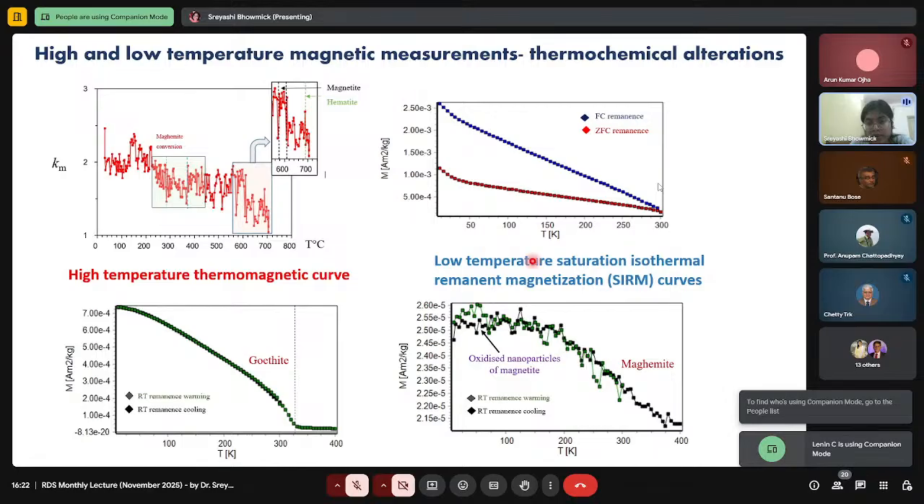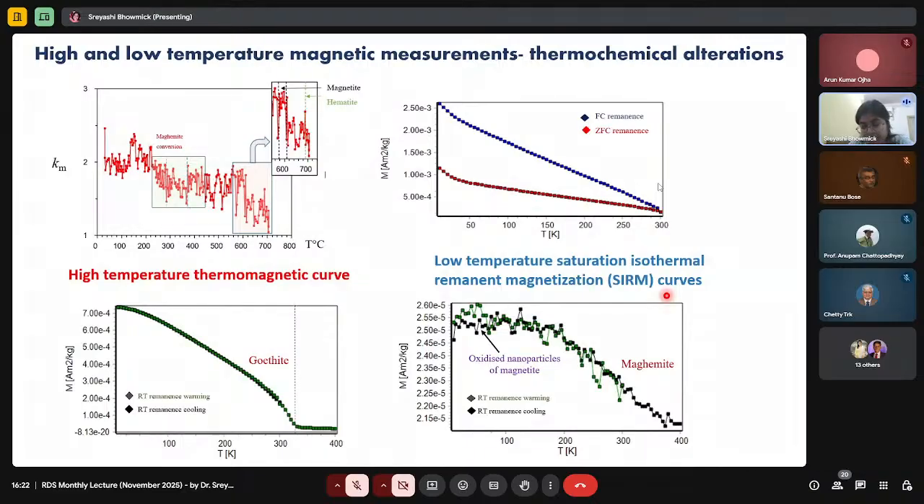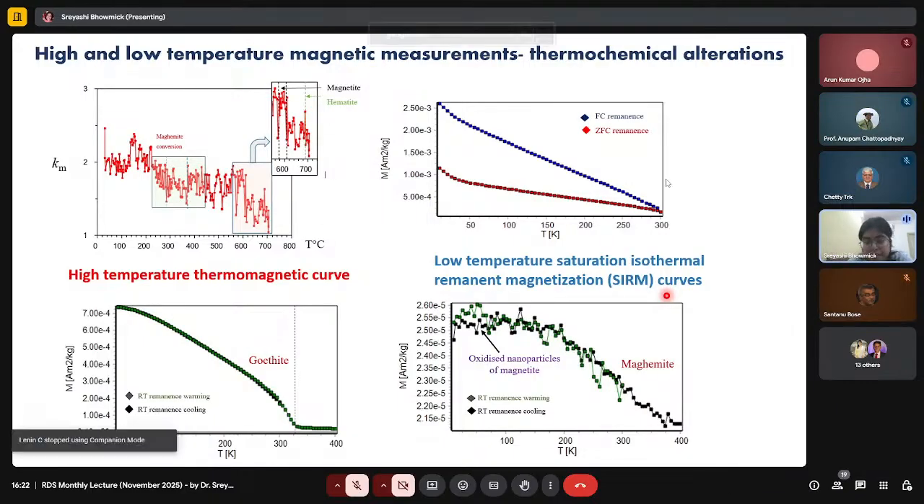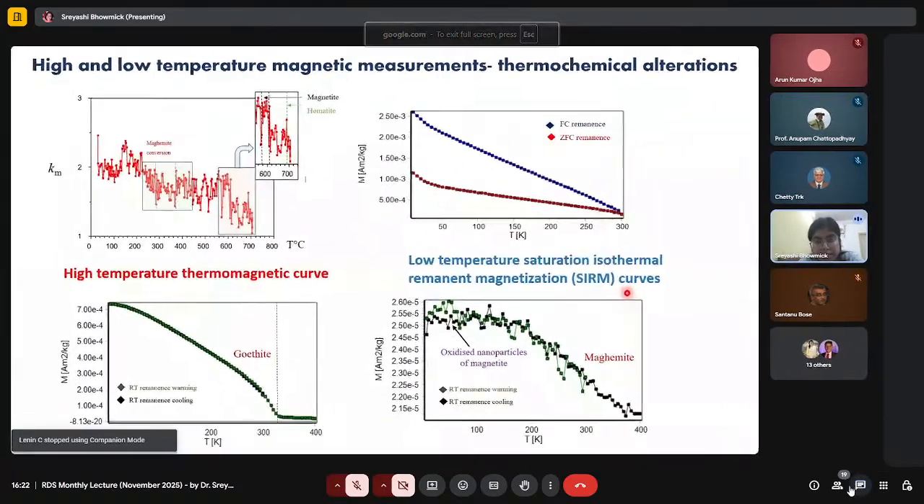So these are low temperature saturation isothermal remanent magnetization curves. In short, these are SIRM curves. This type of curve helps us to distinguish between the iron bearing phases. Let's see how. This type of measurement is taken in MPMS systems. This is called the magnetic properties measurement system.